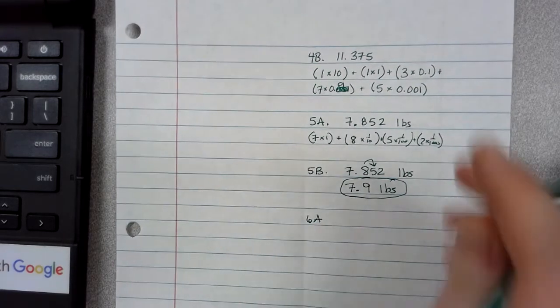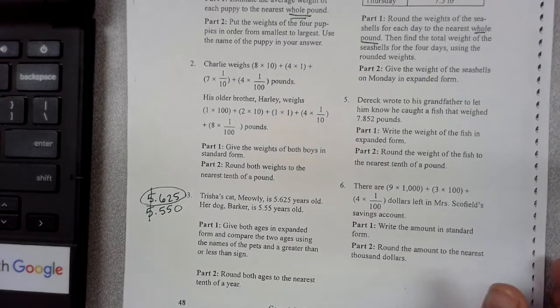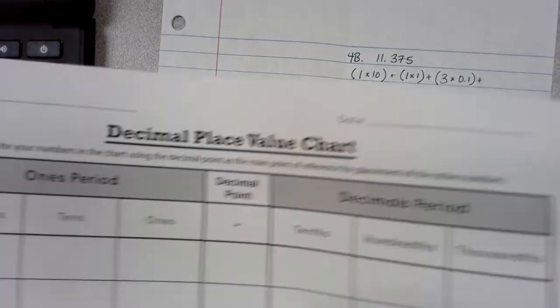Okay, 6A. Alright, so 6A, you have a little thing that says 9 times 1,000 plus 3 times 100 plus 4 times $100 left in Miss Schofield's savings account. Part A is write the number in standard form. Part B, round to the nearest $1,000.